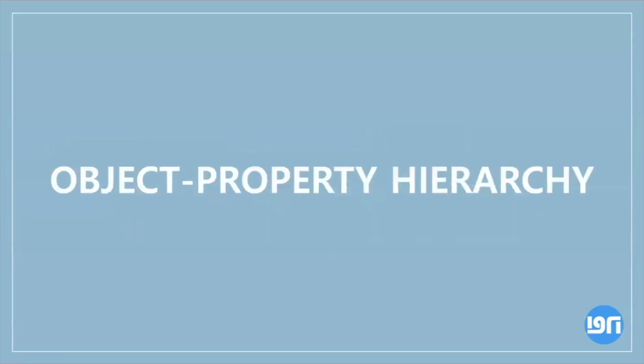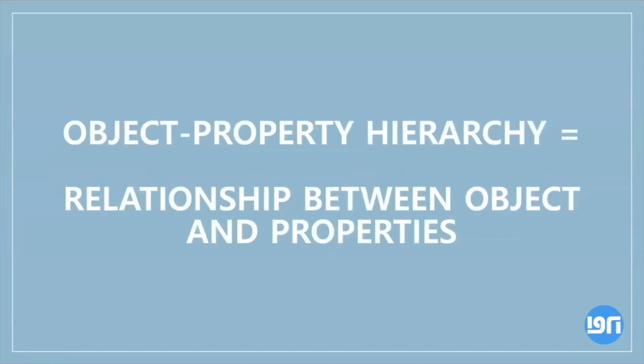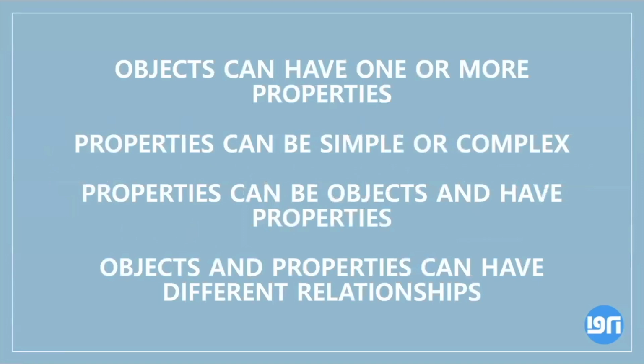IG Extended also introduces the object property hierarchy. This describes the relationship between an object and the properties it possesses. In short, the object property hierarchy states that an object can have one or more properties. Those properties can be either simple or complex. Properties can themselves be objects and thus possess their own properties. And objects and their properties can have different kinds of relationships. For example, one property might qualify or condition another property.